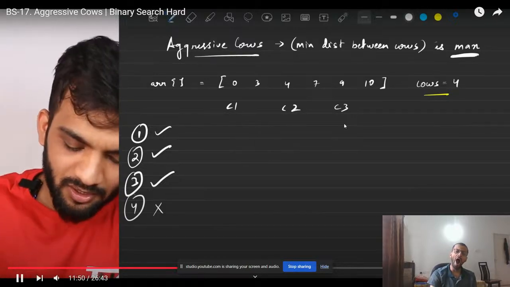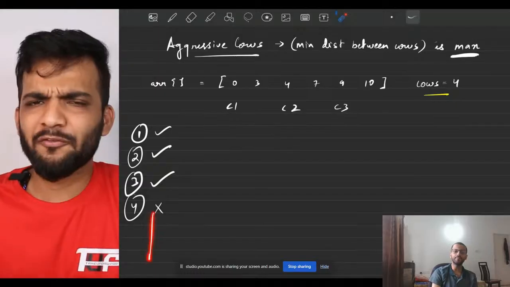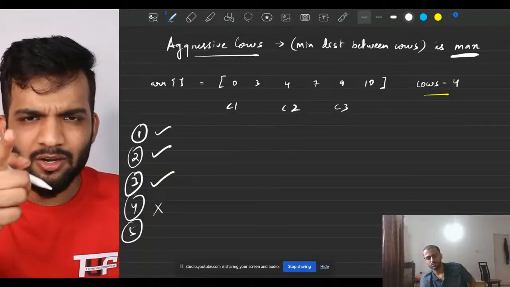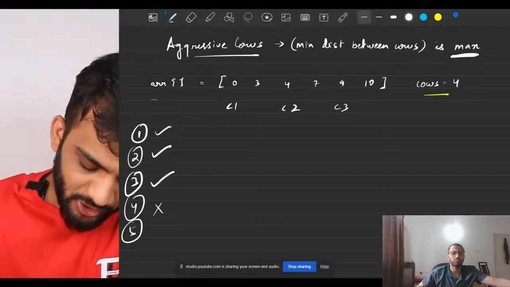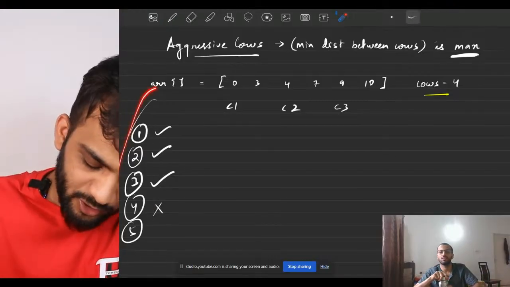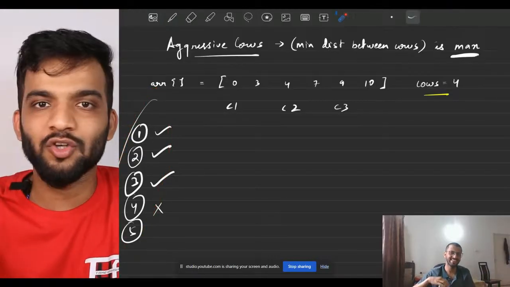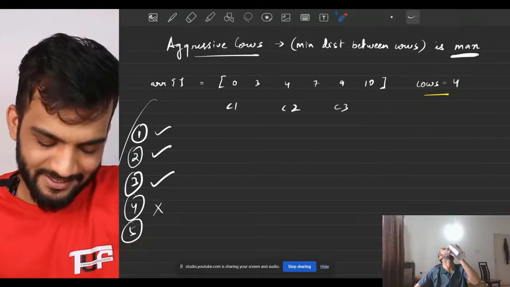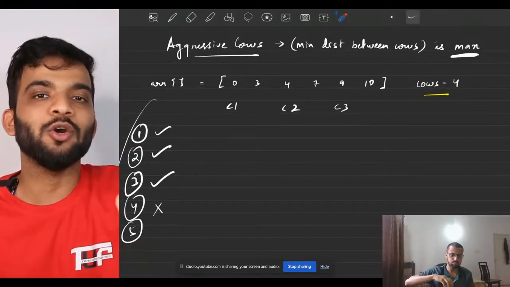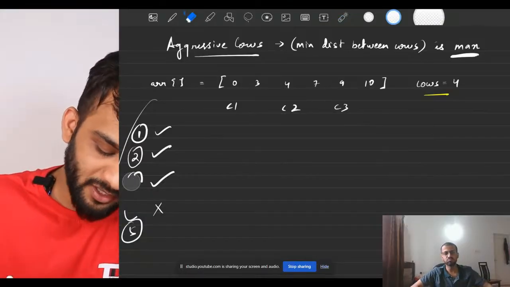Now we observe it's possible till 3, and after 4, do you need to check for 5? The answer is no. Why? Very simple, yaar. Why will you check for 5? Because if at 4 it was not possible, if at 4 you could not place 4 cows, at distance 5 it will never be possible. At distance 6 will never be, at distance 7 will never be. It's not possible. So I figured this out.